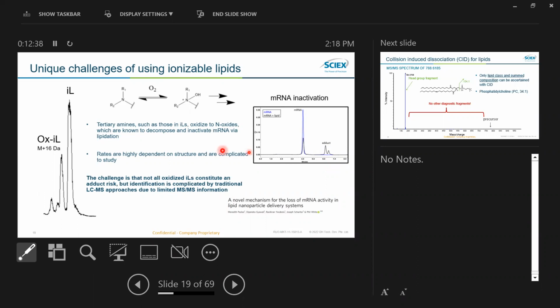These rates are highly dependent on structure. They're complicated to study, and if you look at an ionizable lipid preparation, the challenge is that not all ionizable lipids have a risk associated with them. There are other peaks here that are impurity peaks that could have oxidation at other parts of the molecule. So some of these peaks may be more problematic than others.